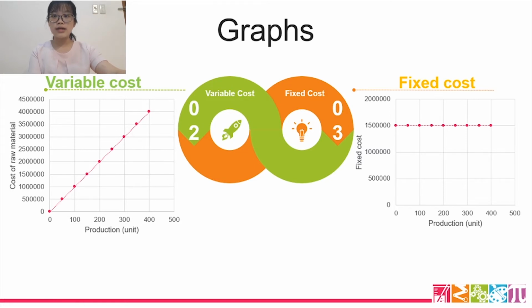But meanwhile, in fixed cost, although the production level changing from 0, 100, 200, 300 and so on, the cost remained the same in 1 million and 500,000. But actually, all costs are categorized as variable costs. In this case, fixed cost will gradually change into a variable cost if it has this relevant range.